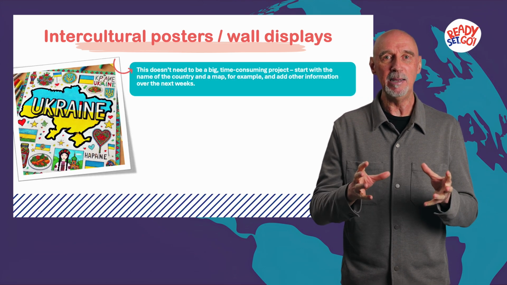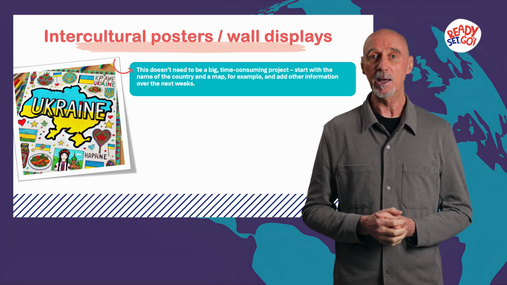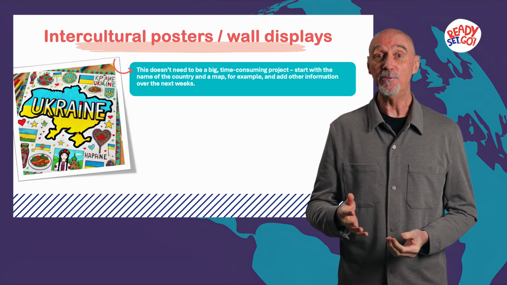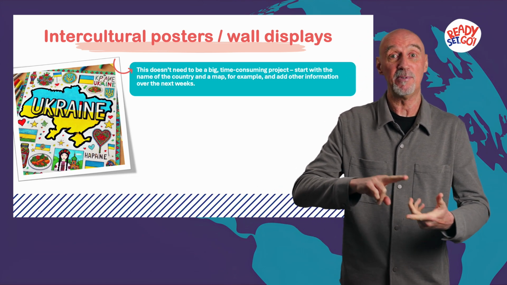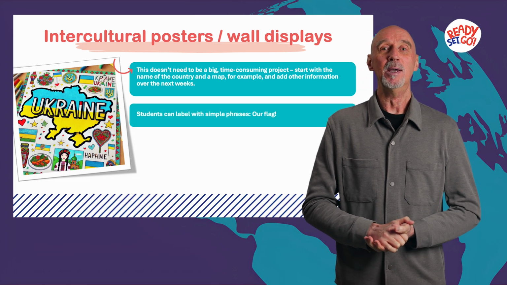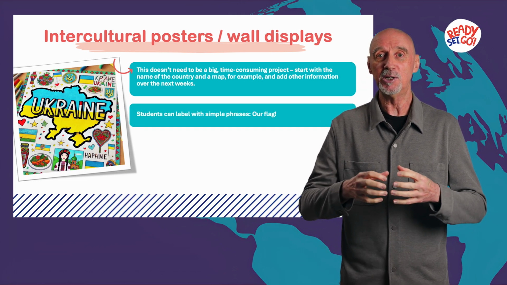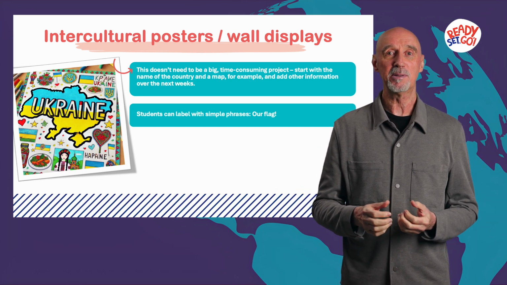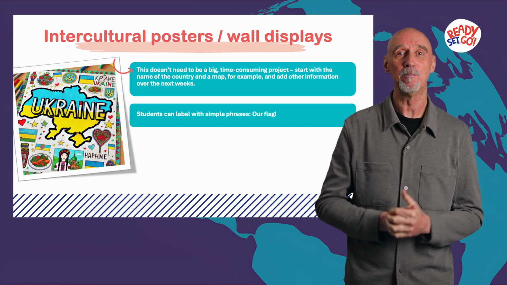The country name and a map constitutes the basic information, and then other parts can be added to the poster over the next weeks, often as they occur in the syllabus: food, clothes, traditions, festivities, etc. Students can use simple phrases to label their map, English being the common thread that ties them all together. Just something like "our flag" or "my country is here" with an arrow.